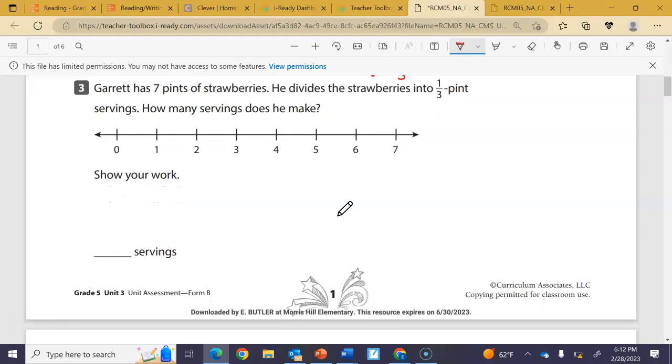Garrett has 7 pints of strawberries. He divides the strawberries into 1/3 pint servings. How many servings does he make? Go ahead and pause the video, and when you're ready to see the answer, you may go ahead and press play. All right, I'm going to show you how to solve it.